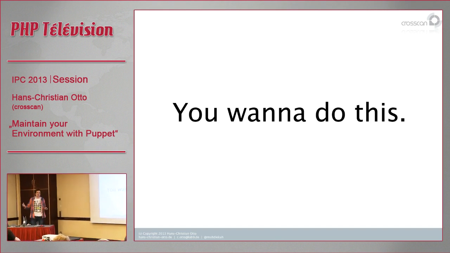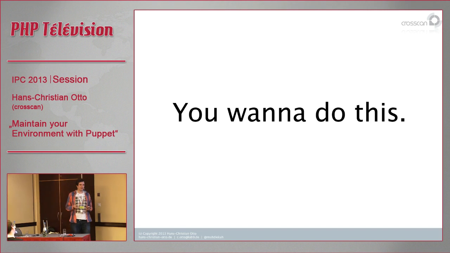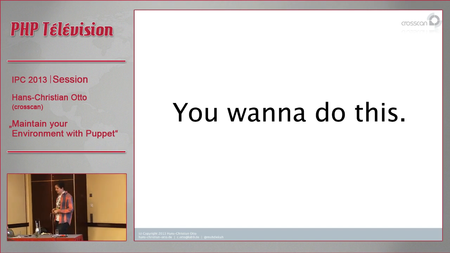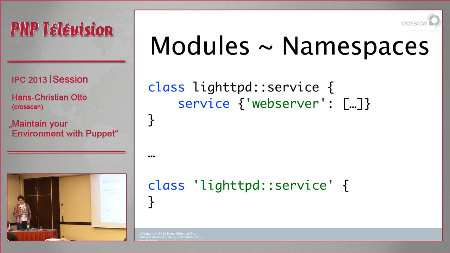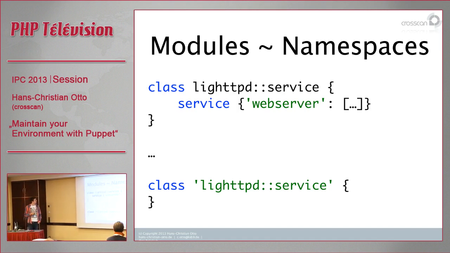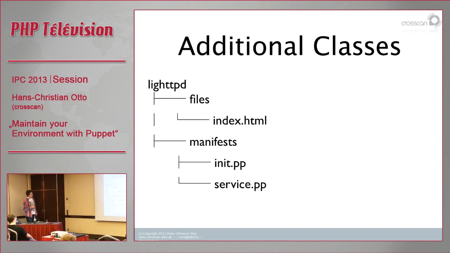You want to use modules. Otherwise, you end up in files with a couple of hundred or 1,000 lines of code, and you never want to have a couple of 100 lines of code in one file. Modules are also kind of namespaces. So we can create a file called light::httpd::service, and this would only manage the service of the web server, and we could use it like this. You just use the double colon here, and this service class would be stored here in the light/httpd module's manifests directory.